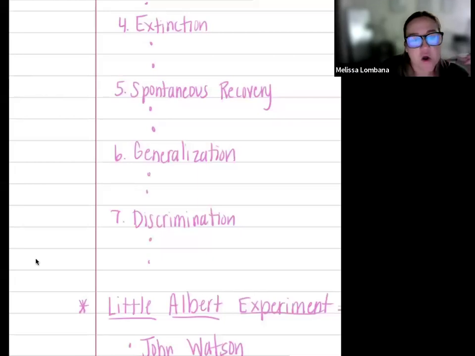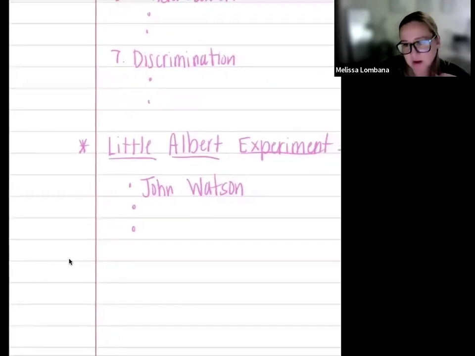Okay, now what you need to know is the Little Albert experiment, and this is where John Watson was like, hey, let's try this whole thing about Pavlov with humans. Just to let you know, this is unethical and you'll see why, but this was way back when, before any ethics. So John Watson was like, let's try it on humans. Okay, so he got this little boy. It's a little baby, and I'll show you a video of it in class.